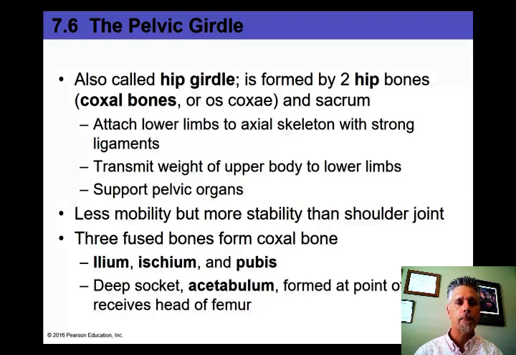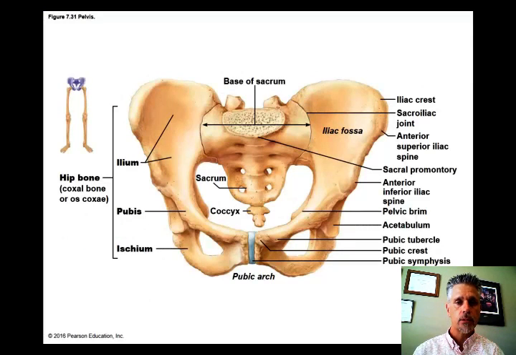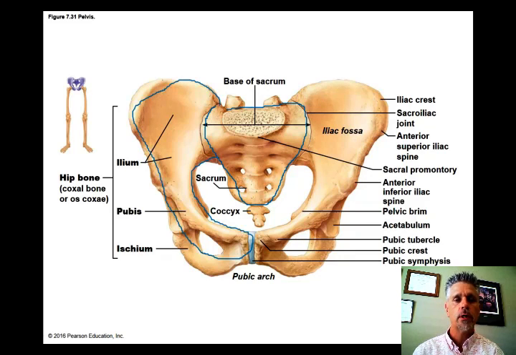So we have these two hip bones, also called the coxal bones, also known as the os coxae. These form the sides and the anterior side of the pelvis, and then the posterior side, we actually have the sacrum. So here's our sacrum, that triangular sacrum that we see here. So these are the coxal bones, one here, and then one on the other side.